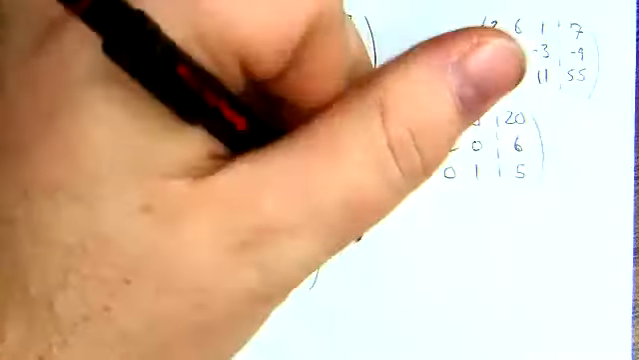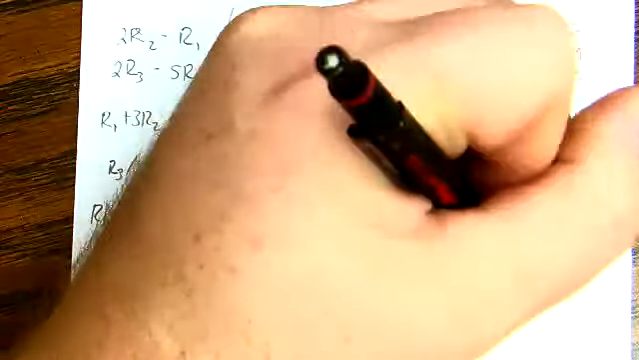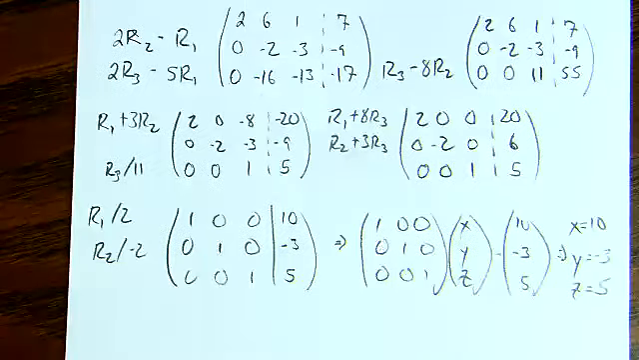Translating this back to our equations. This is the matrix 1, 0, 0, 0, 1, 0, 0, 0, 1 times the column vector x, y, z is equal to 10, negative 3, 5, which is equivalent to saying that x is 10, y is negative 3, and z is 5. Okay, I was able to solve this system of equations using matrices, using only row operations from matrices.